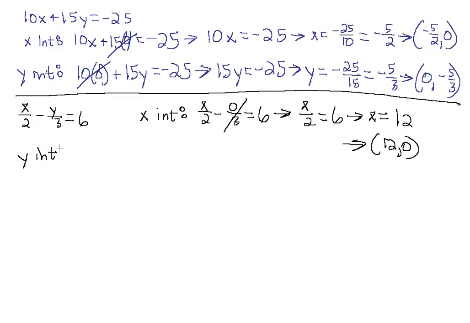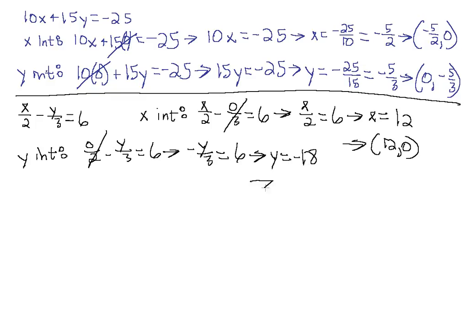And our y-intercept, we plug in 0 for x, so 0 over 2 minus y over 3 equals 6. 0 over 2 is 0, so we have minus y over 3 equals 6. This is just 1/3 y, so the reciprocal of 1 over 3 is 3 over 1. But let's go ahead and multiply by minus 3 over 1 so we can get a positive y. So multiplying both sides by minus 3 will give us y equals minus 18. And our y-intercept will be 0 and minus 18.